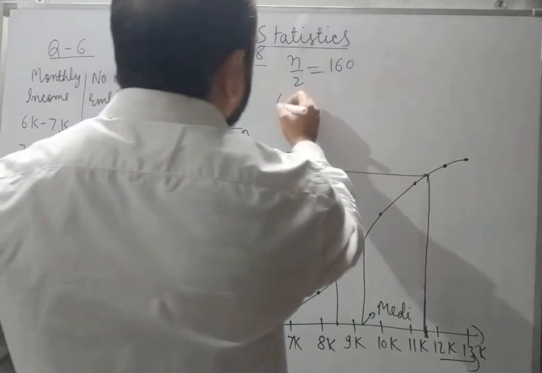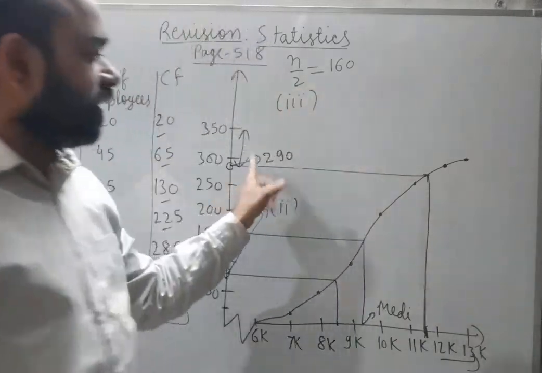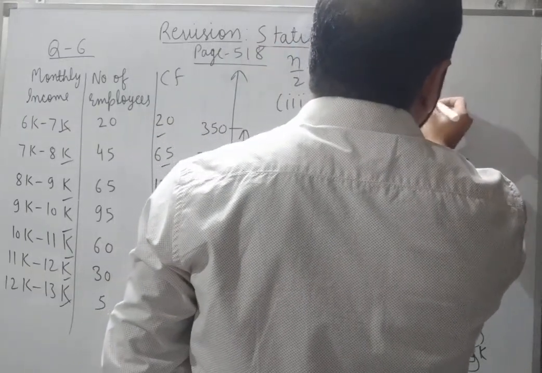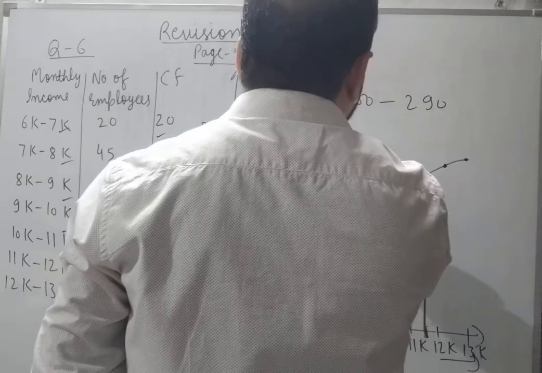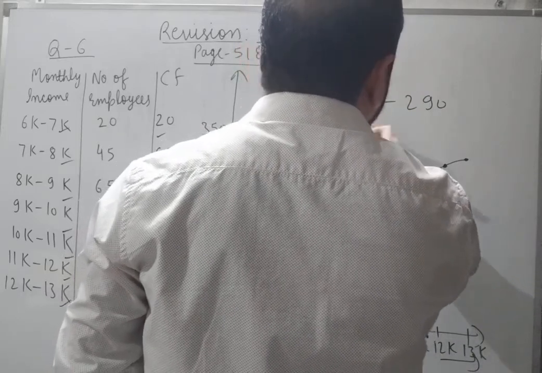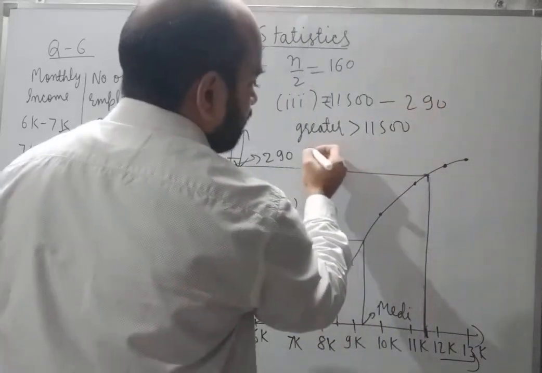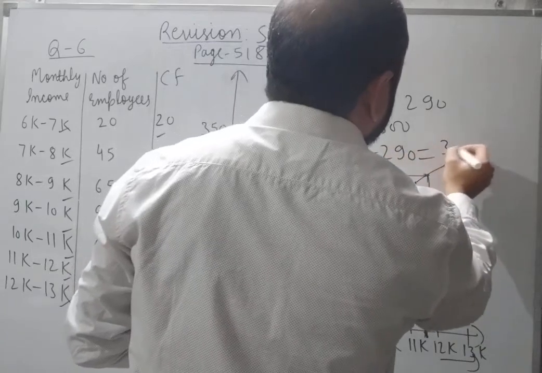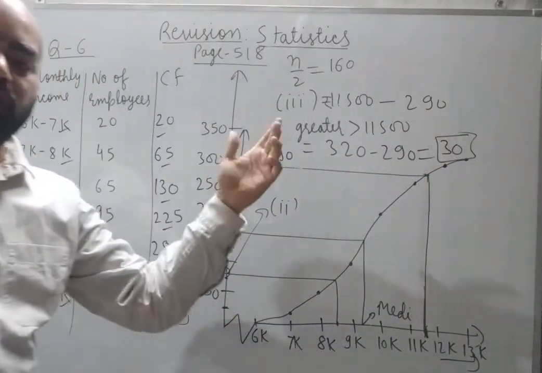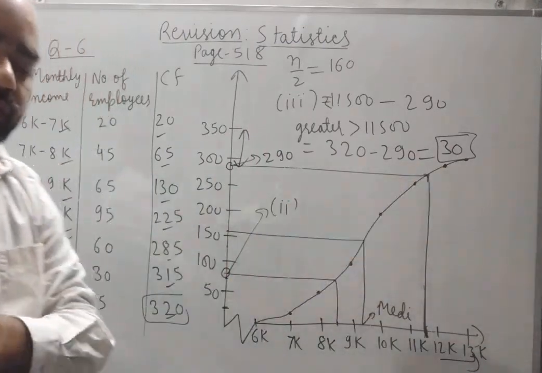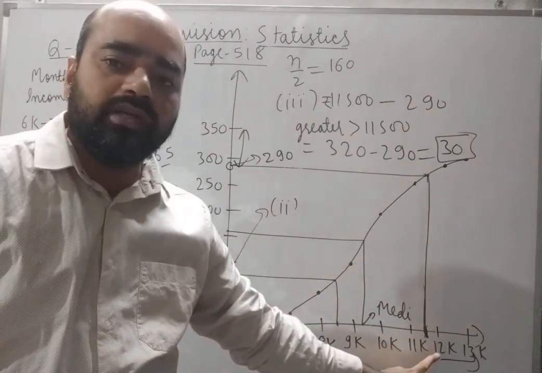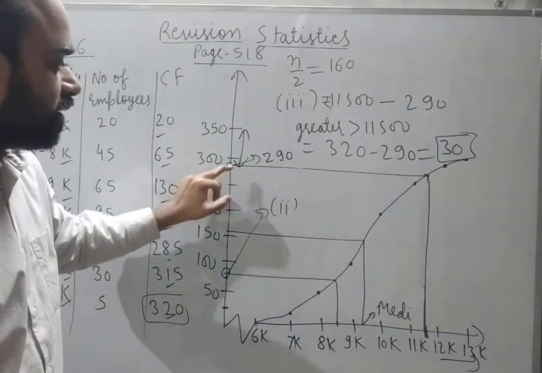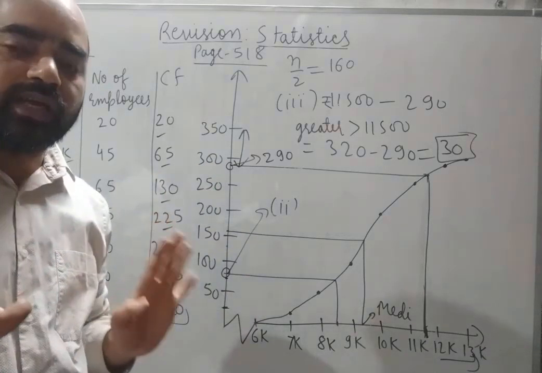So for the third part, employees getting 11,500 are 290, but we want greater than 11,500. So we have to subtract from the total. So that is 30 employees or near about 30, 28, 31, whatever. Okay, method understood? The method is first 11,500 will be located on the x-axis, then vertical line and then horizontal line. So this value will give what? Suppose this is 290. I am not knowing exactly. I am telling the method.